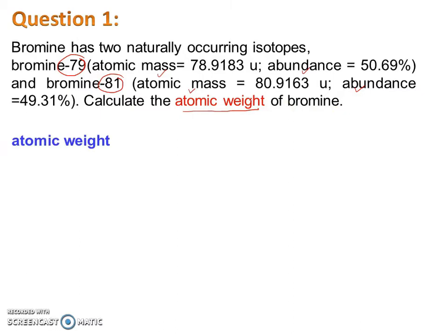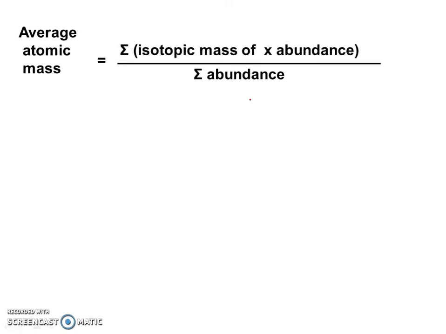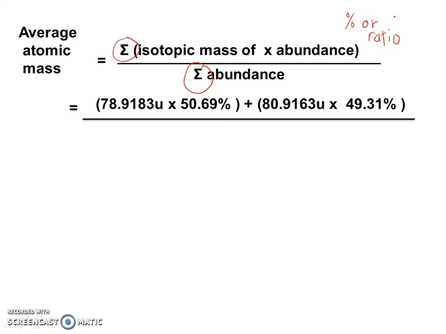So what is atomic weight? Atomic weight actually is average atomic mass. So refer to the formula we have. The average atomic mass is the sum of isotopic mass times abundance, divided by the sum of abundance. As you know, abundance can be in percent or in ratio. So the first step is the formula, the second step is substitution, or we call it insertion of values.